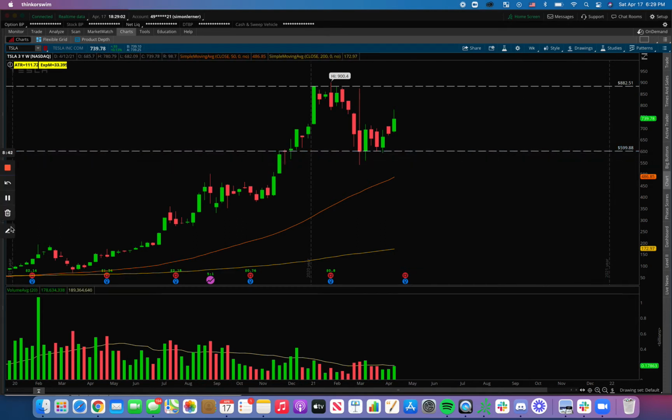As you guys can see, every time on this candle we reached this level, we bounced. We reached this level, we bounced. We reached this level again, and we bounced, right? So this level of 600 becomes a very critical level for us to pay attention to as well.